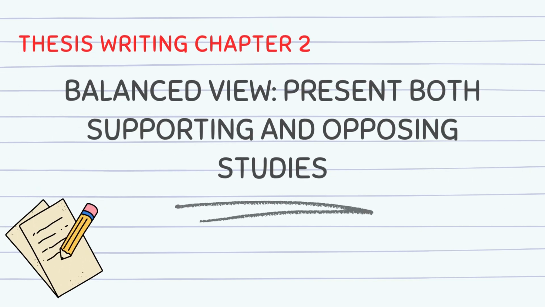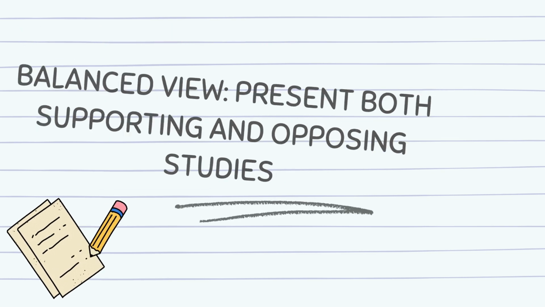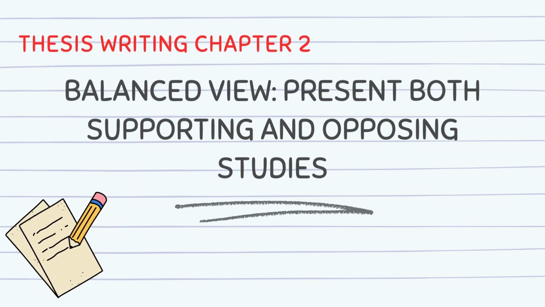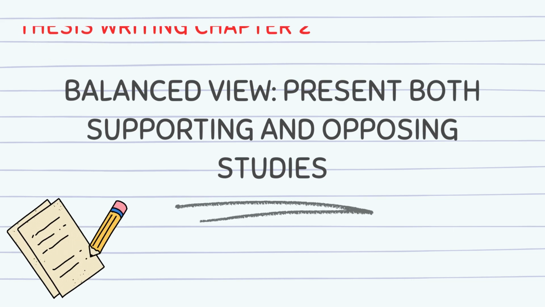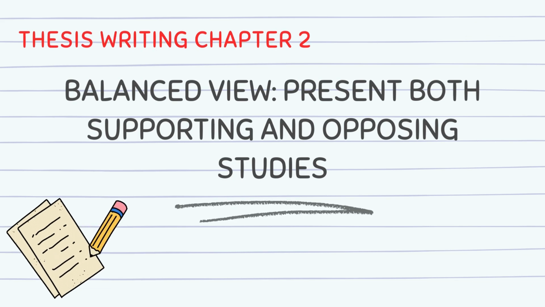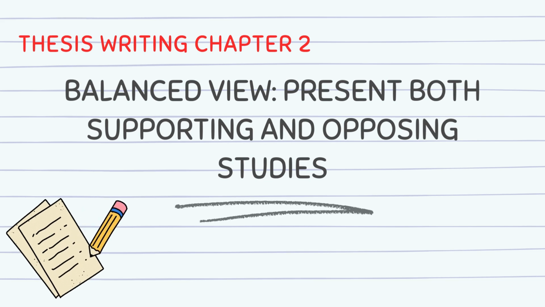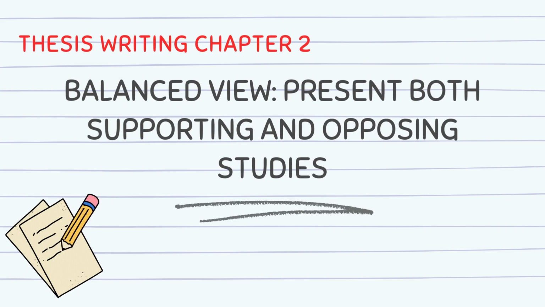Instead, it shows that you have critically examined different perspectives, evaluated conflicting evidence, and positioned your study within a broader, more objective academic discussion. Presenting supporting studies is often straightforward. These are the articles, research findings, and theories that align with your research problem, support your assumptions, or suggest similar outcomes. For example, if you are researching the positive effects of online learning on academic achievement, you will find numerous studies showing increased student engagement, flexibility in learning schedules, and positive academic outcomes. Including these studies builds a strong case for why your research is important.